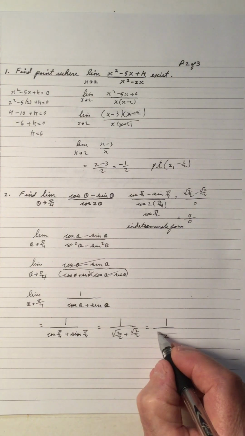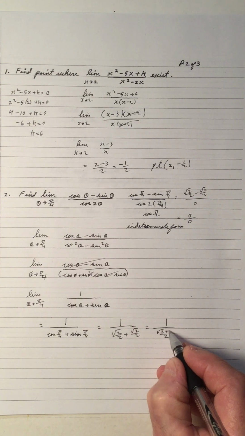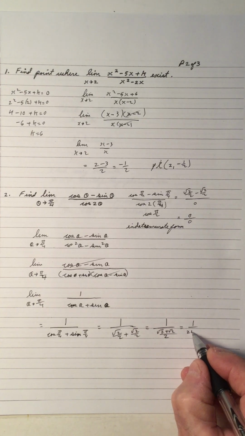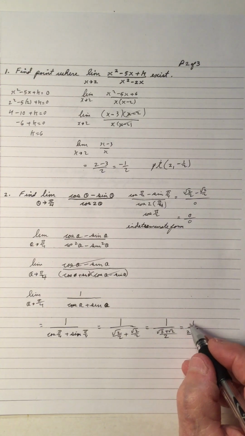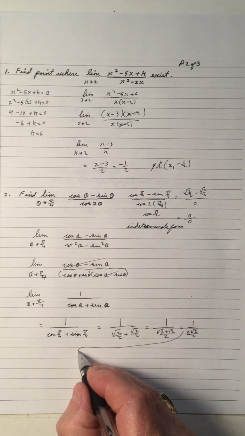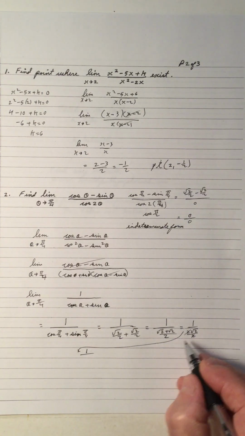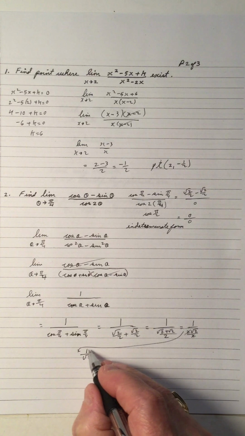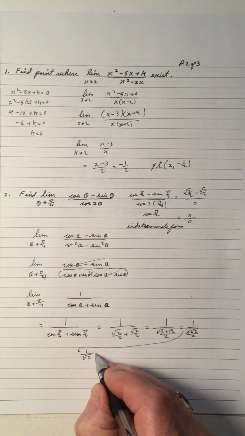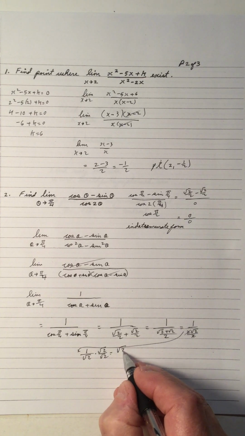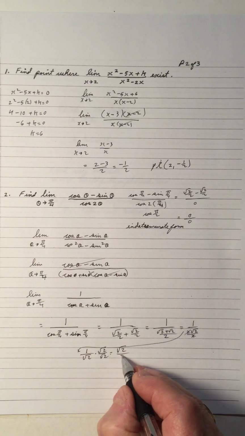So that gives us, if you add these together, the common denominator is 2. So that gives me root 2 over 2 plus root 2 over 2. So that's 2 root 2 over 2. And let's go down right here. So that's 1 over, the 2's cancel out, root 2. And 1 over root 2, multiplied by root 2 over root 2, is root 2 over 2.